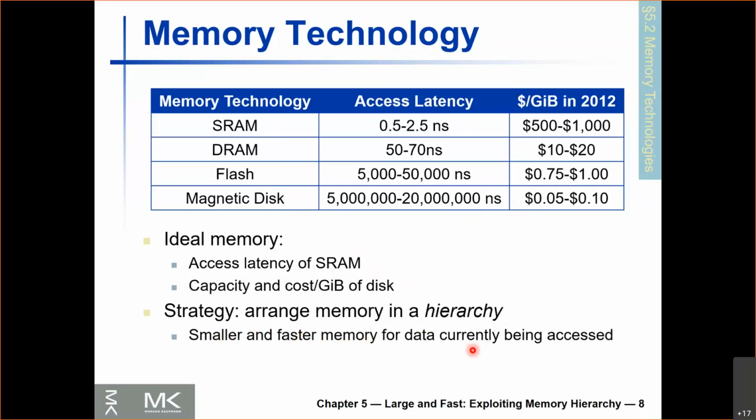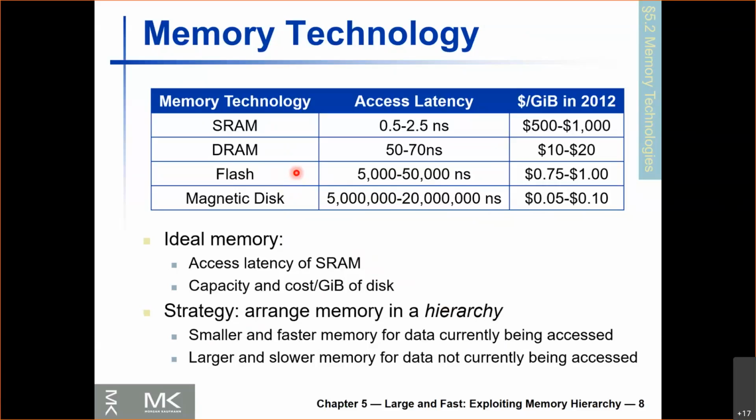And we're going to use that for the data that is currently being accessed. And then we are going to use the slower memory technology that's cheaper, and we're going to have a larger amount of it. And we're going to use that for the data that is not currently being accessed. So we're going to have a very small SRAM in our memory system. We're going to have a larger DRAM, and we're going to have an even larger flash or disk in our system. And we're going to arrange these different components of the memory system in a hierarchy, so that we put the data that we are most frequently accessing in SRAM, the fastest technology, and the data that we're not currently accessing, we're going to put it in the slower technology.